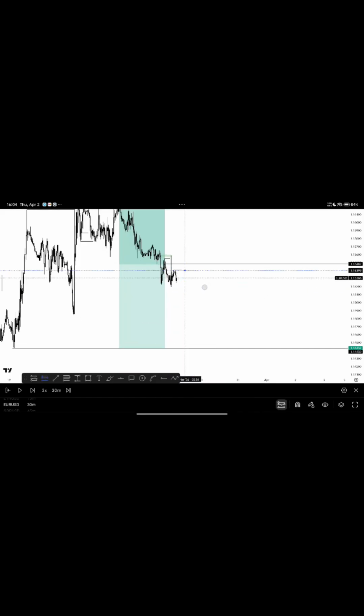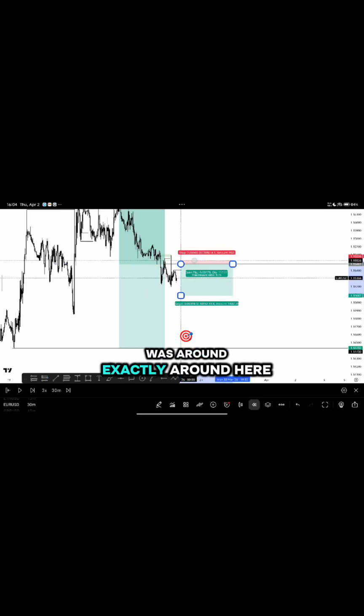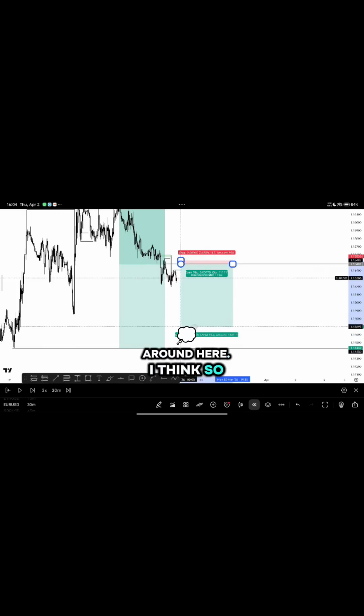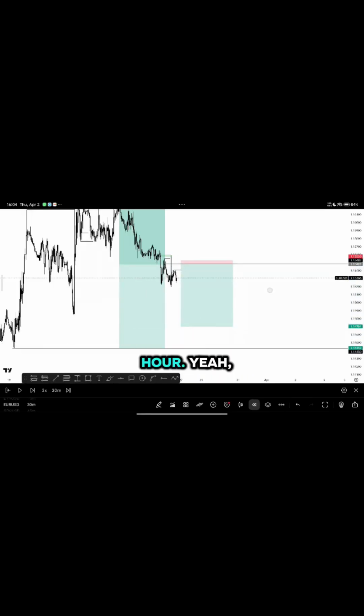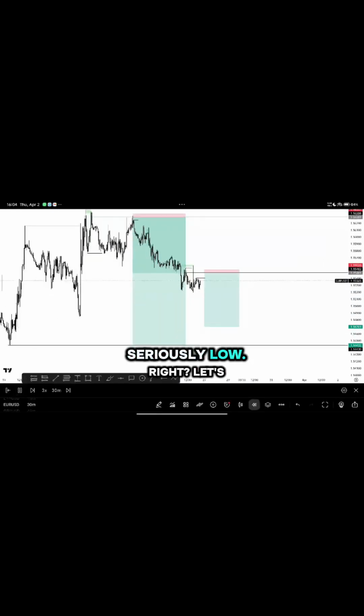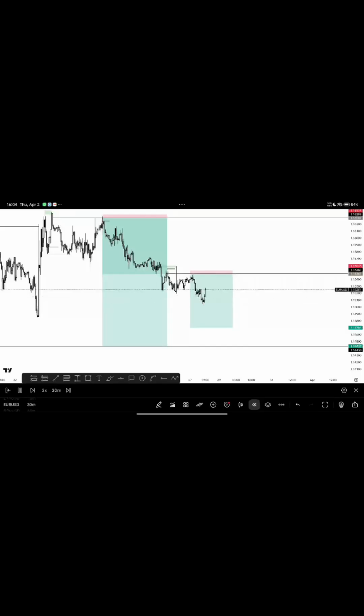So yeah, my stop was exactly around here, targeting. Okay, I went out around here, I think so. Around here, so it was around 18. But the initial target is 0. Right? So let's see how it played. So yeah, that was it.